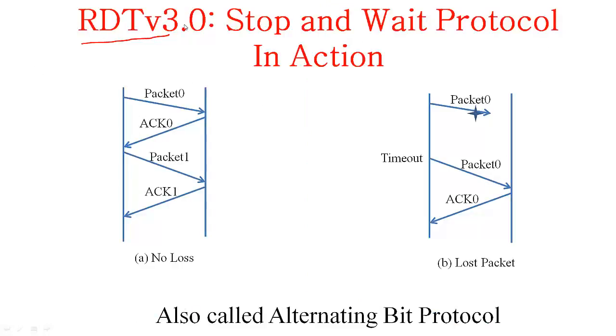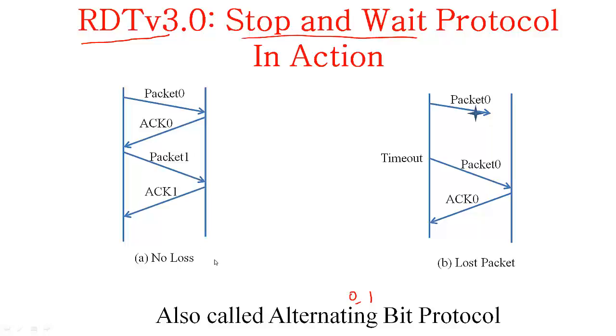So by the way, this protocol we have described so far is also called the stop and wait protocol. It is also called the alternating bit protocol because you alternate between the sequence number 0 and 1. That is why it's called alternating bit. So when there are no losses, things are rather straightforward. You send packet 0, the acknowledgement acknowledges packet 0, you send packet 1, you get ACK 1, and so on and so forth.